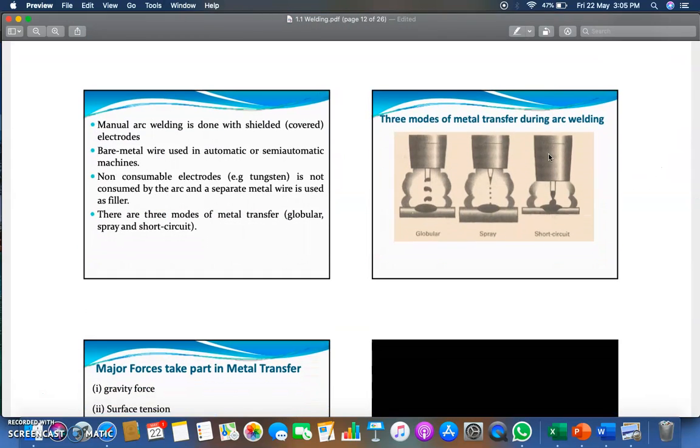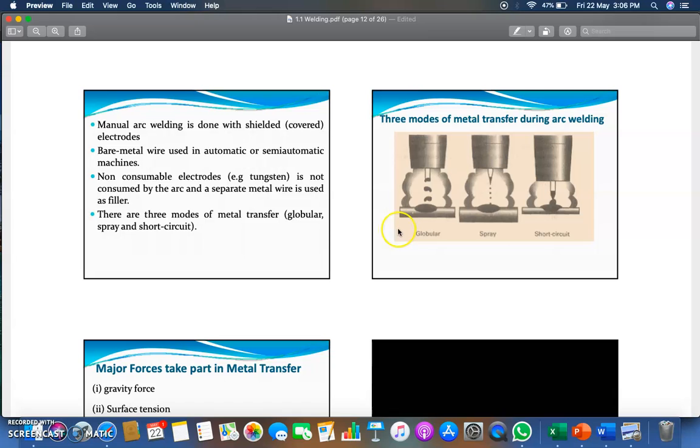Now, manual arc welding is done with the help of a shielded covered electrode. Bare metal wire is used in automatic or semi-automatic machines. Non-consumable electrodes like tungsten are not consumed by the arc, so a separate metal wire is used as a filler. In the case of a non-consumable electrode like tungsten, you have to use a separate metal wire as filler. There are three modes of metal transfer: globular, spray and short circuit.